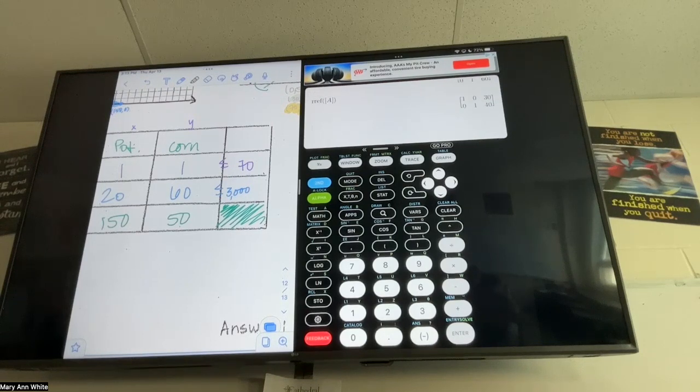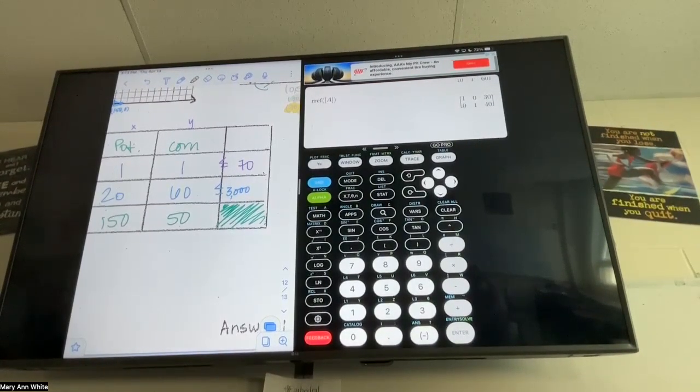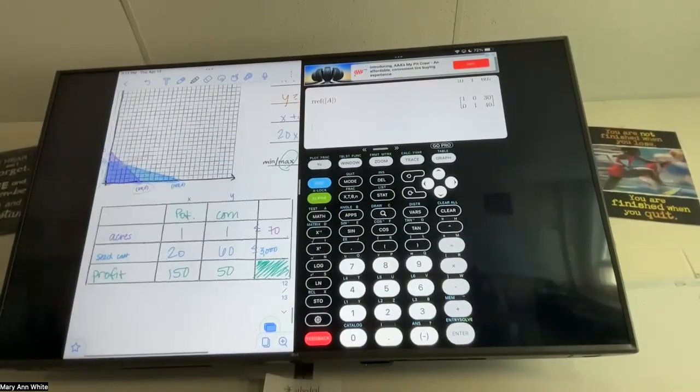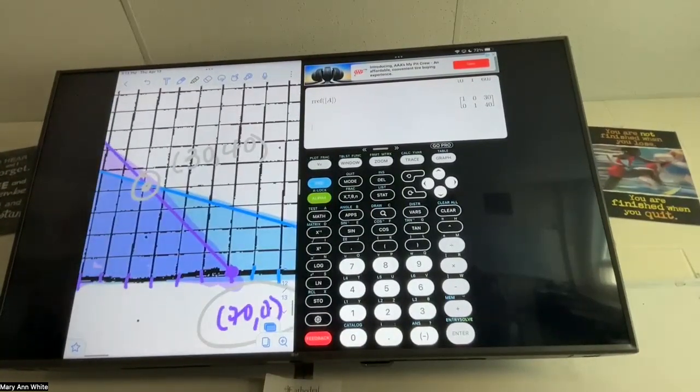I am very hungry right now, but just confirming, if you do get 30, 40, so if you are not sure what this intersection point is, that might be a good use of your matrix to double check.